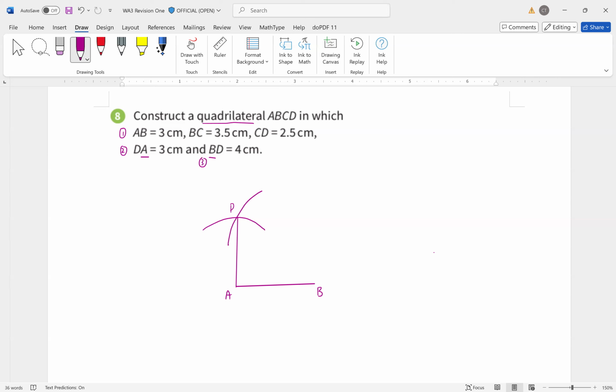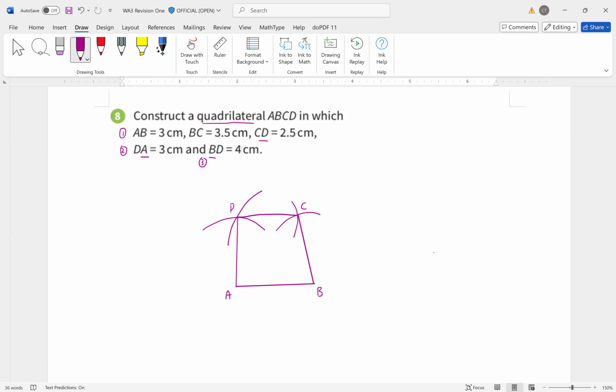Once I have point D, I'll be able to do this. CD is 2.5, so open 2.5 and make an arc here. And then finally BC is 3.5, so open the compass to 3.5, then make an arc here, and you will be able to get your quadrilateral. Point C will be over here. Let me draw it nicely. So you're able to get your quadrilateral, something like this. So this is how you draw it.